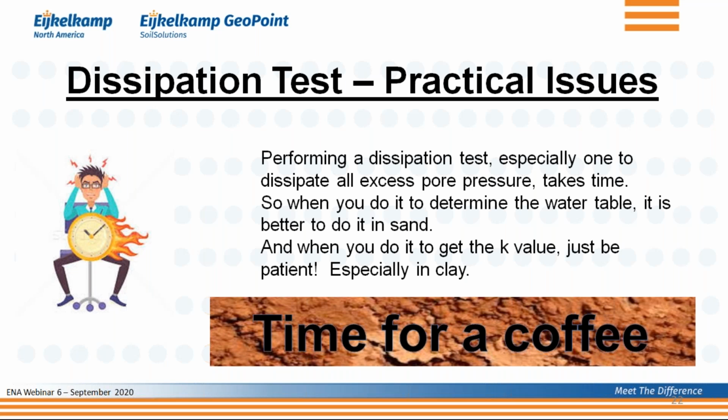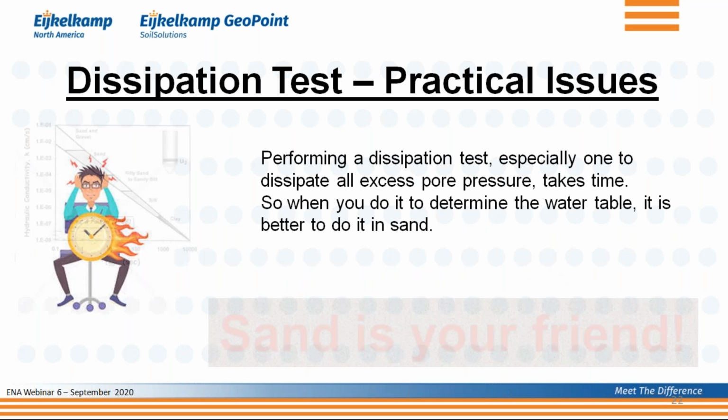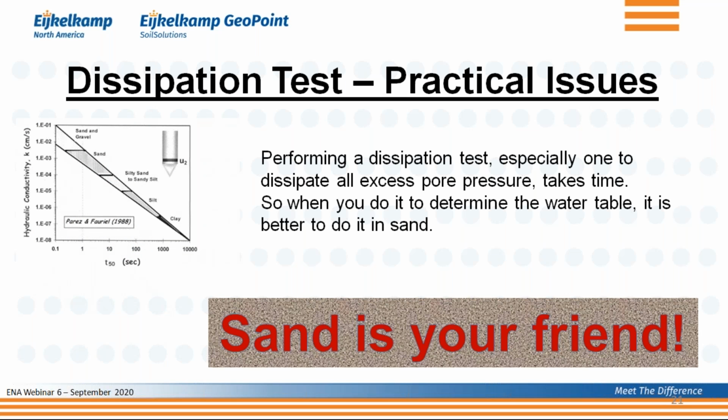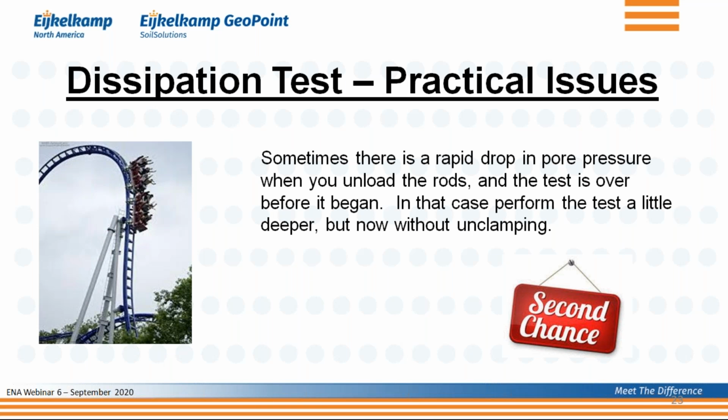Now, there's also another situation. Sometimes it is going so fast that by the time you unclamp the rods, the test is already over before it begins. It's kind of a roller coaster. Because again, going back to the graph that I showed you before, in sand the T50 could be a few seconds or even less than that. So if you stop your test and you unclamp your rods, you may already be at the end of the test, and the roller coaster may have already brought you all the way down, not just to T50, but to the final equilibrium pressure. In that case, don't panic. Just do the test again, a little deeper, hopefully still in the same layer, but then without unclamping. And just make a note in the report that this dissipation test was done without unclamping. You have a second chance.